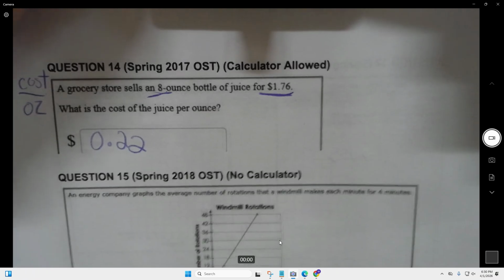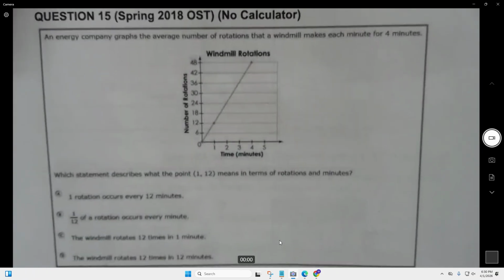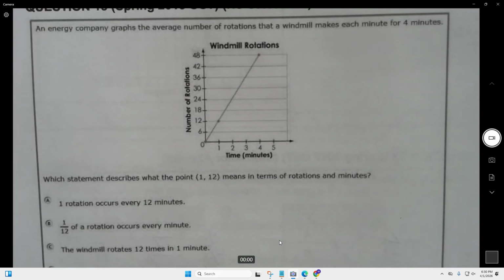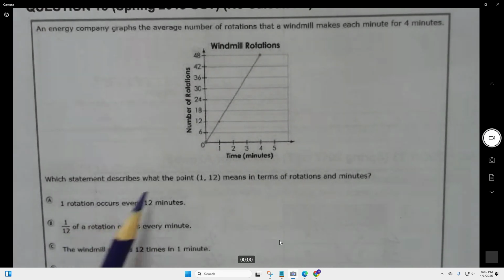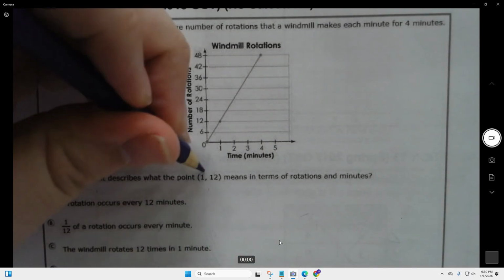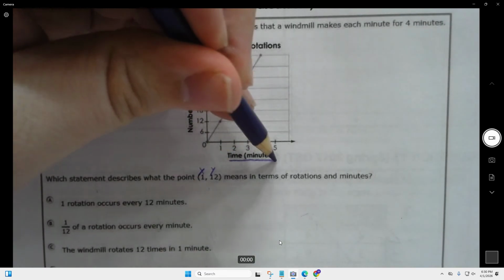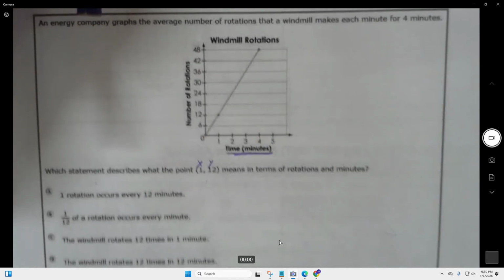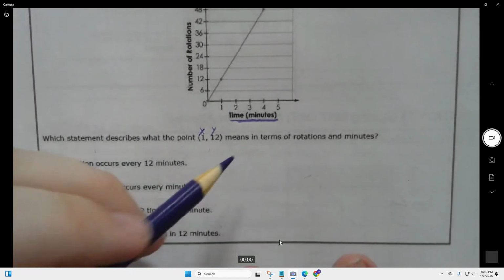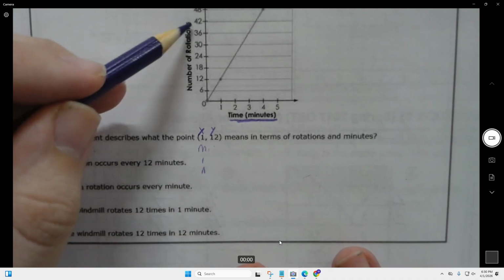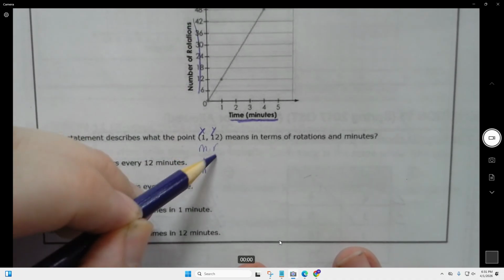Question 15. This one has no calculator. An energy company graphs the average amount of rotations that a windmill makes each minute for 4 minutes. Which statement describes what the point (1, 12) means in terms of rotation in minutes? So 1 is your x, 12 is your y. Your x represents time, so this represents 1 minute. And this 12 represents rotations.